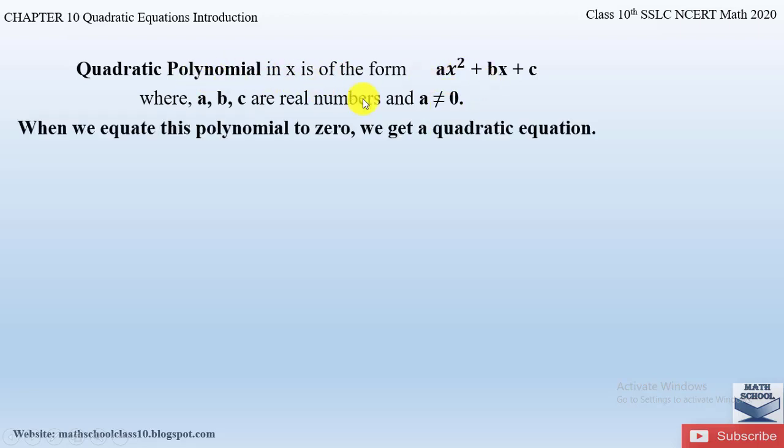When we equate this quadratic polynomial equal to 0, we get a quadratic equation. So this is the reason why we are using a quadratic polynomial. So to understand this, let us consider an example.